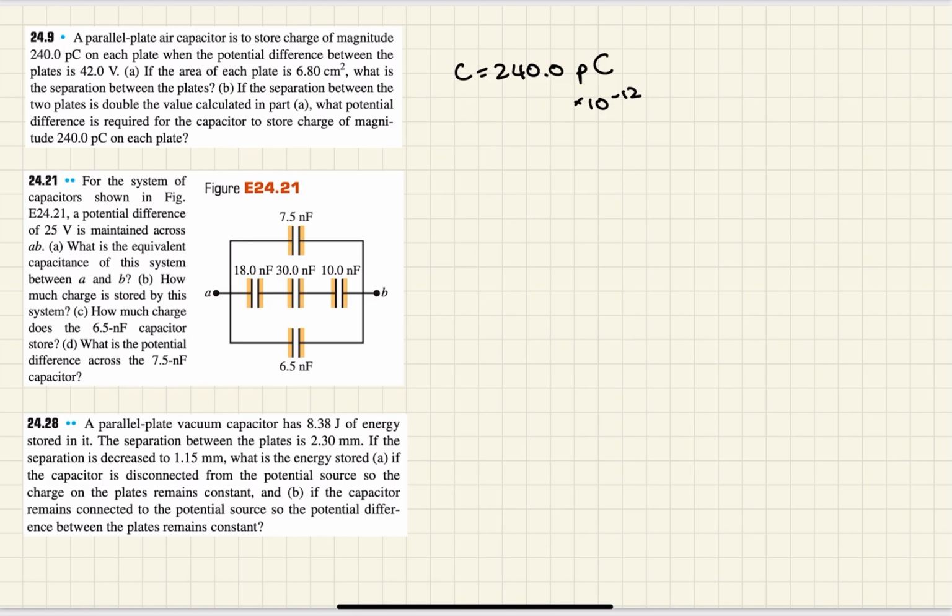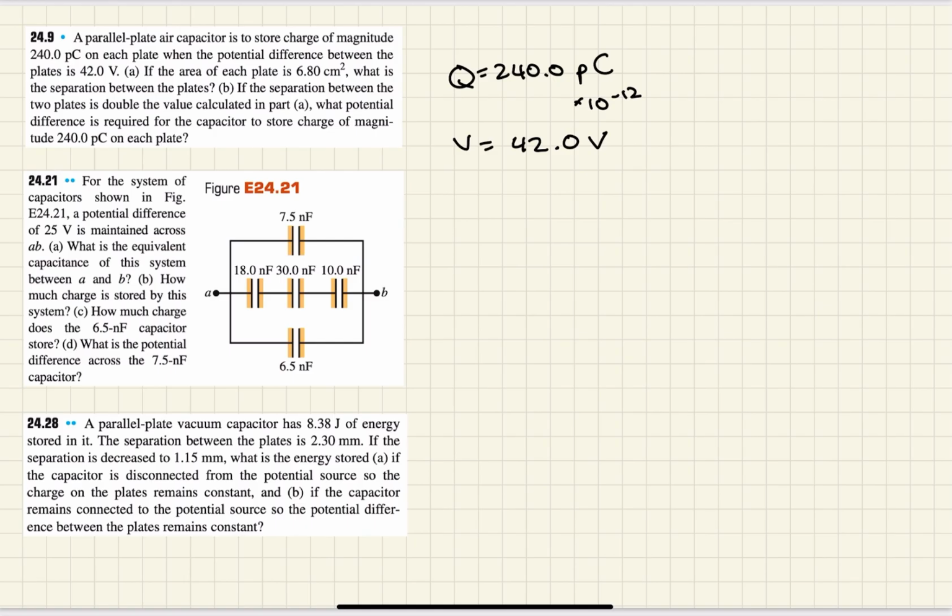It says the potential difference between them is 420 volts. Like I said, you're not going to deal with picovolts. If the area of each plate is 6.80 centimeters squared, what is the separation between the plates? Sorry, this is not capacitance, this is charge. I mixed up the unit.